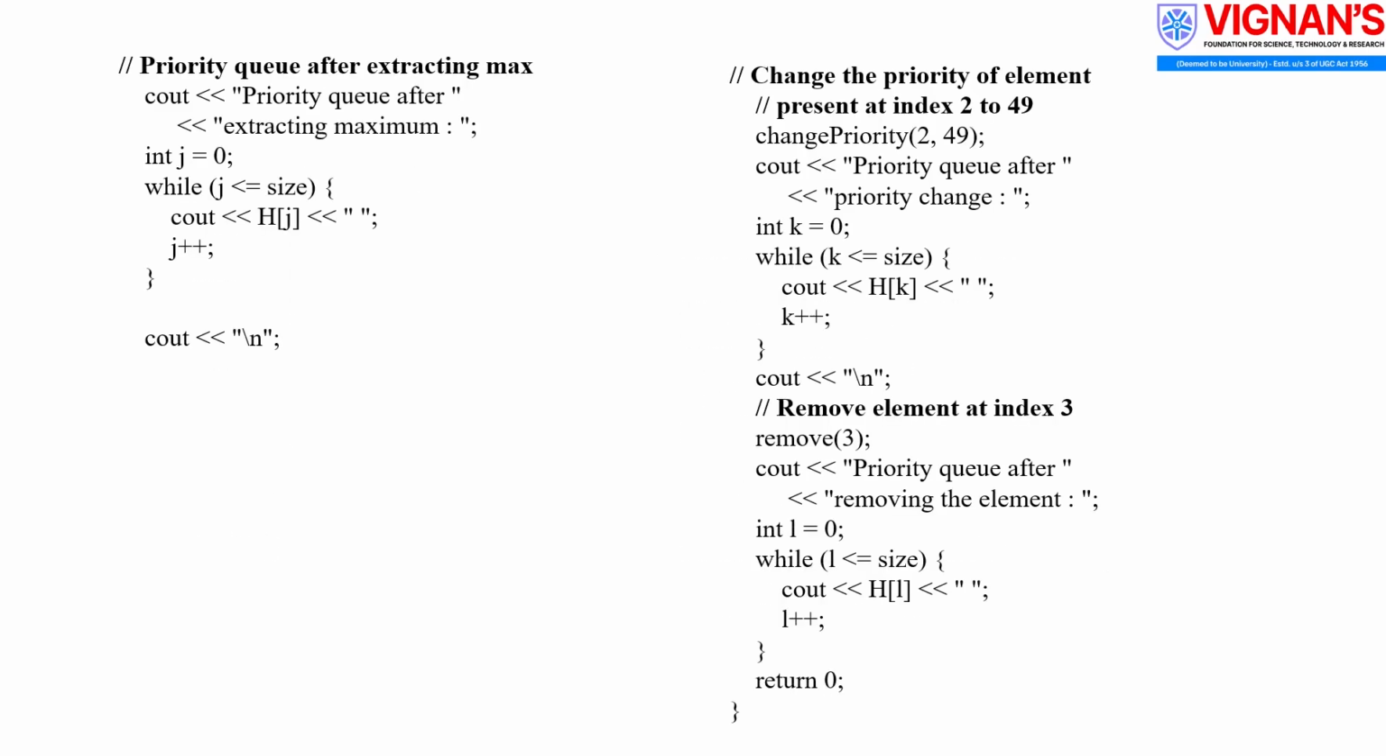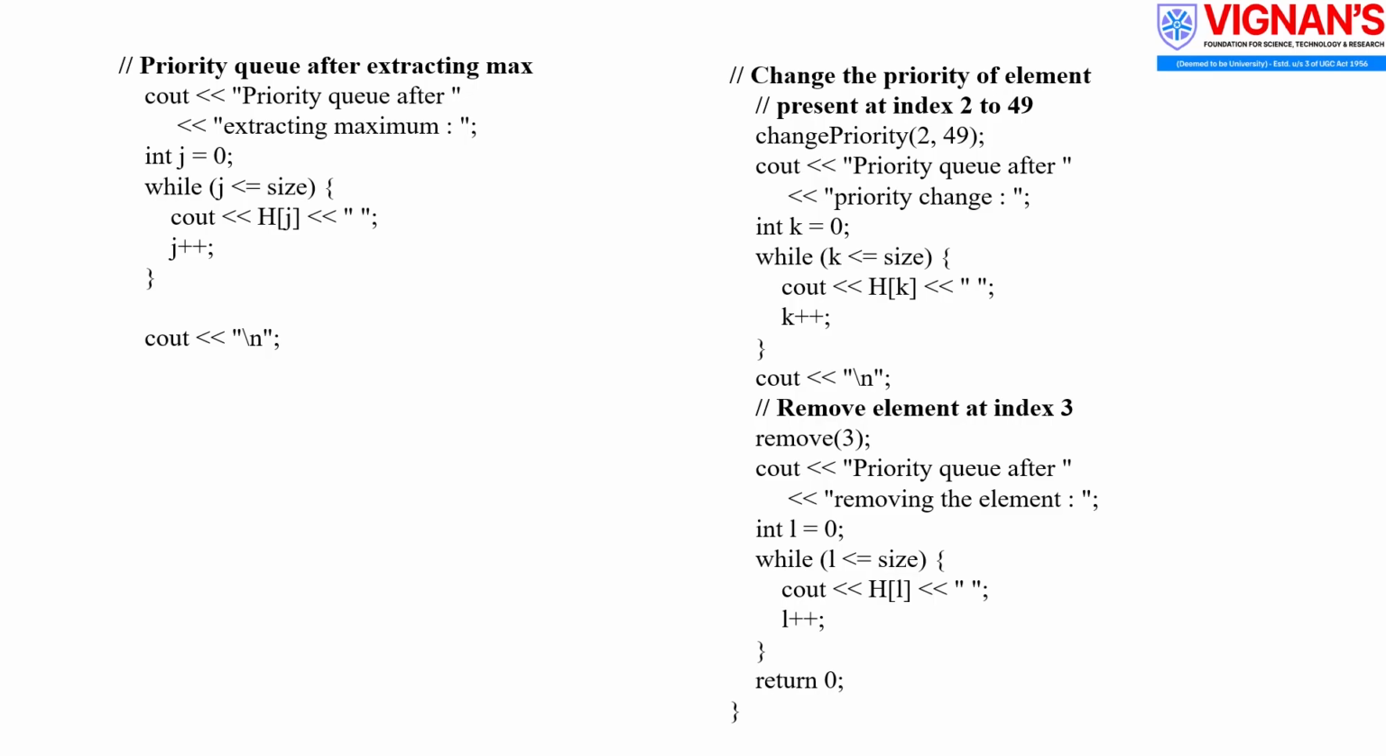This section of the program displays the priority queue after extracting the maximum element. It prints a message and then uses a while loop to traverse the heap array and display the updated priority queue. Next, the program changes the priority of the element present at index 2 to 49 using the change priority function. After updating the priority, the modified priority queue is printed to show the effect of the change.